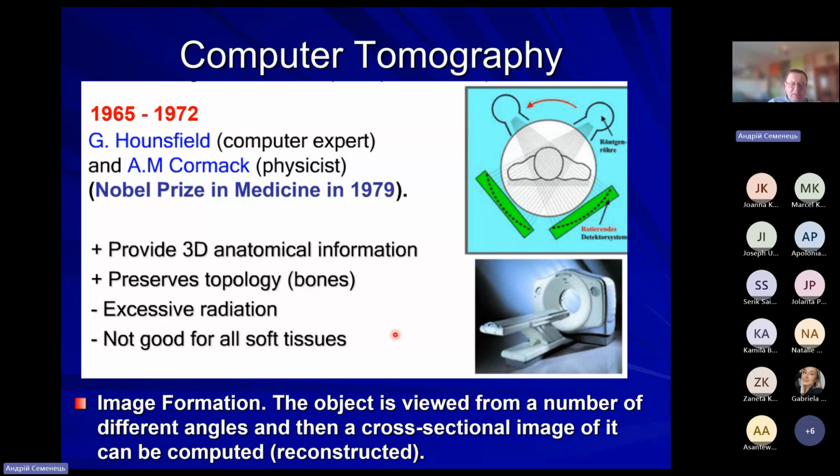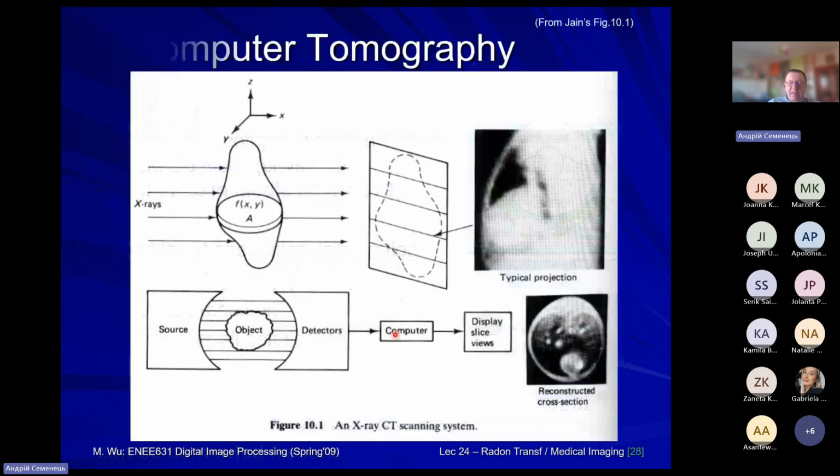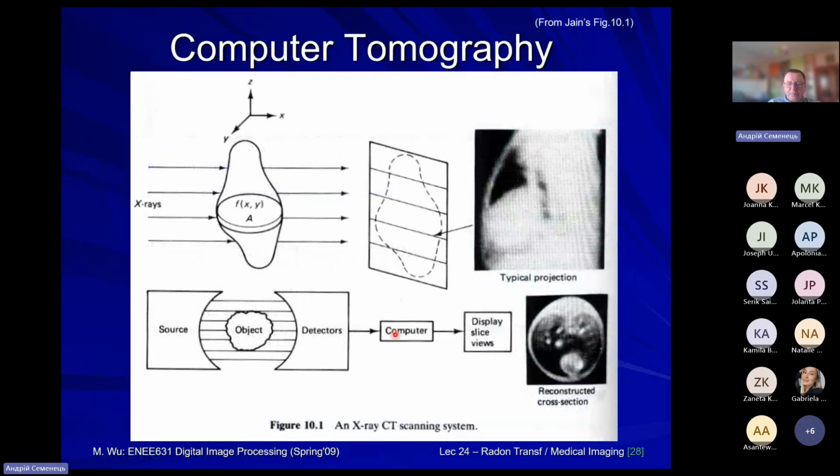The idea is again of formation of an image of an object. It's viewed from a number of different angles, and then a cross-section image of it can be computed or reconstructed, as I already said. So here we have the topical projection image, direct, what we see directly if we just make an X-ray. If we make a number of such sections from different angles of the same object and pass them through the necessary computer software, we will be able to reconstruct an image like the one shown at the bottom.